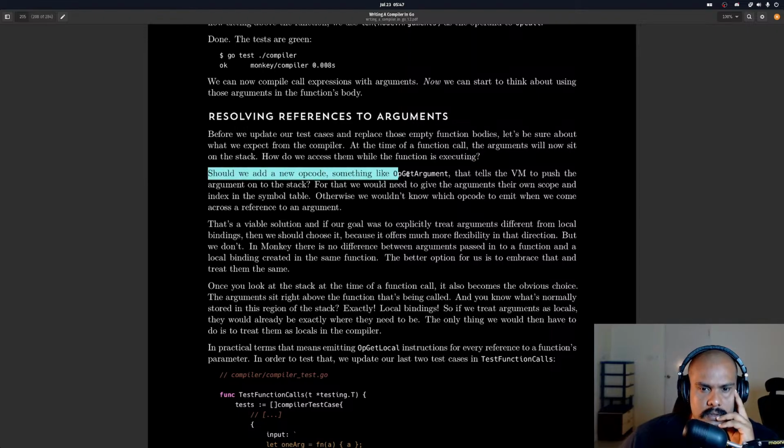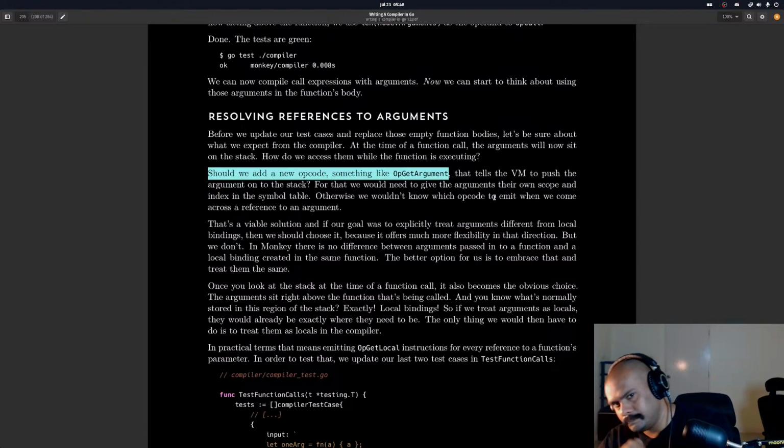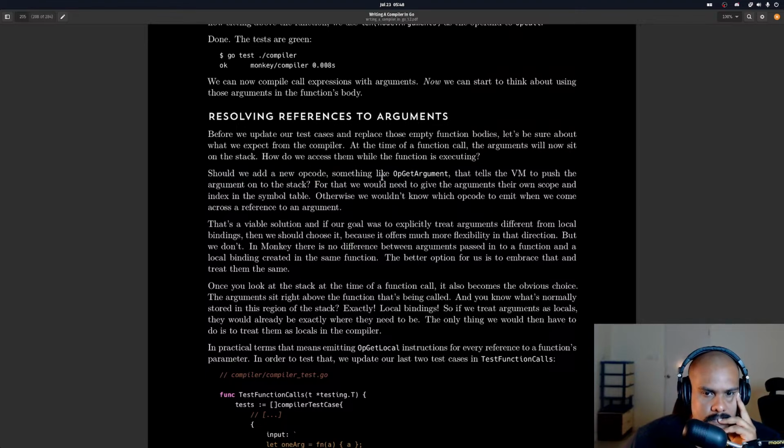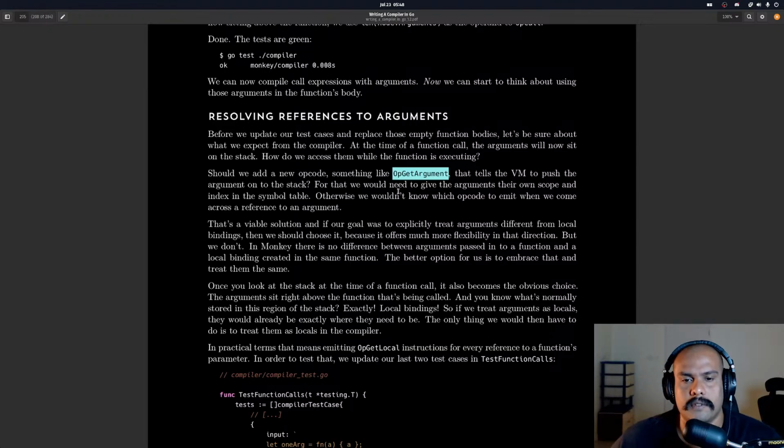Should we add a new opcode, something like opget argument? I mean, you could, and it's fast, but it's kind of redundant because you don't need the opcall to have arguments then. Or like an operand, sorry, not arguments. Tells the VM to push the argument onto the stack. For that we would need to give the arguments their own scope. Yeah, no. Oh, they don't like the sound of that.